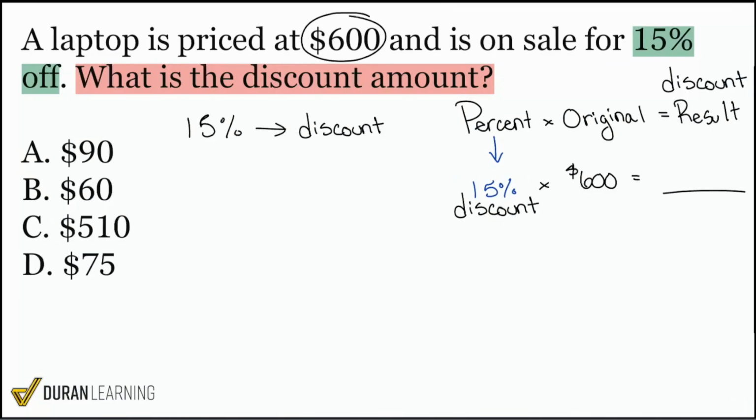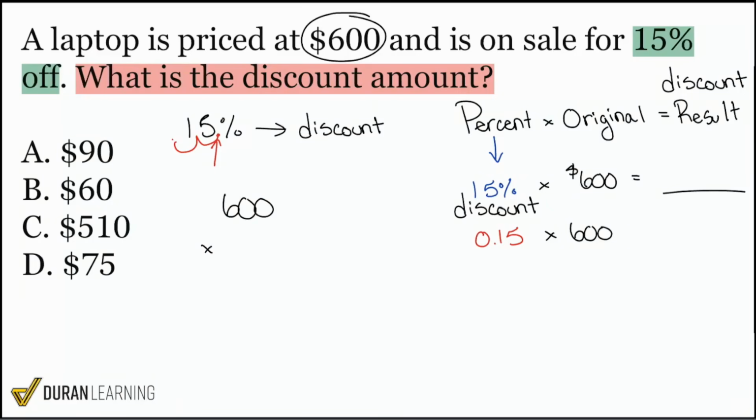15%, we're going to take that decimal and move it twice to the left. We'll go once, twice to the left. So 15% turns into 0.15, and that'll be multiplied by 600. So now let's go ahead and do that.